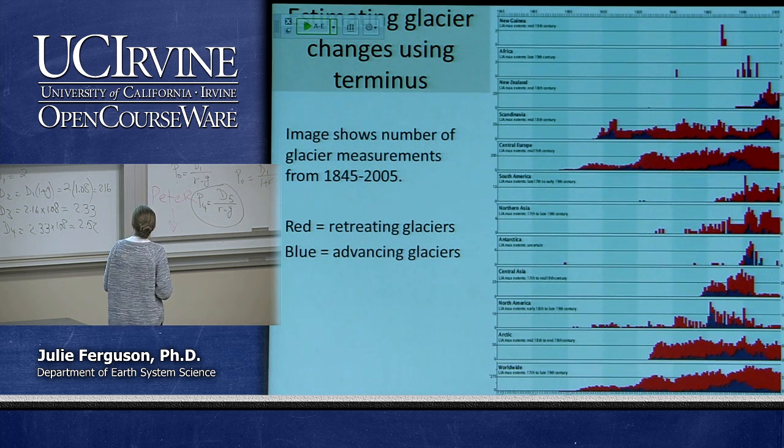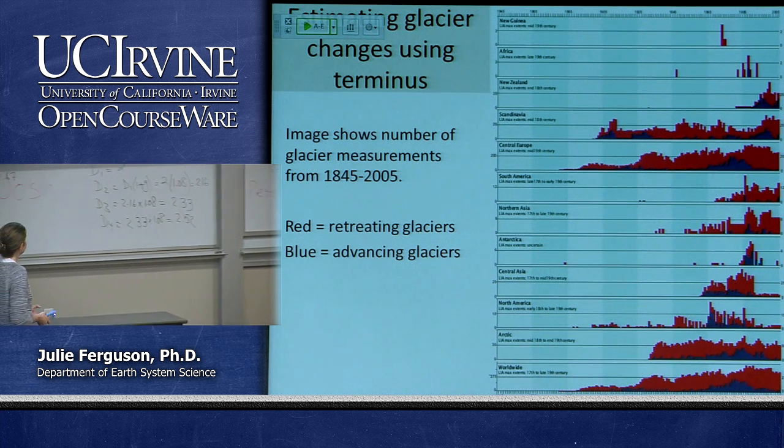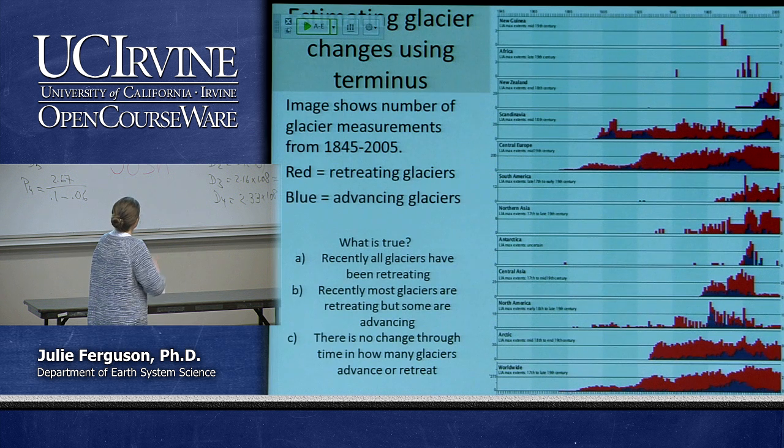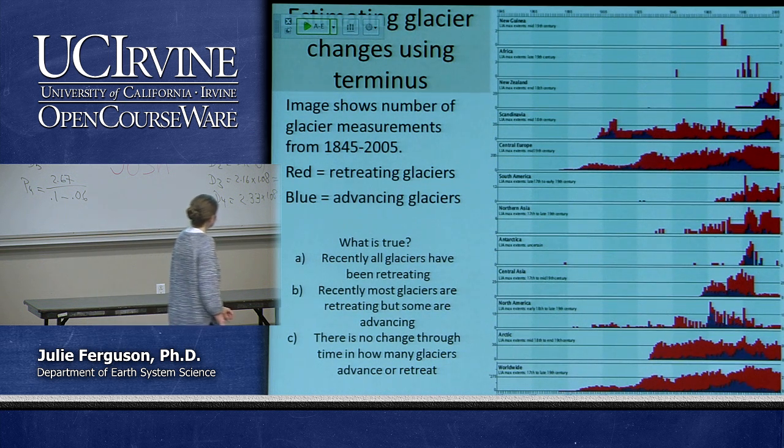Okay? And you can see that one of the really interesting things is that in Central Asia, we suddenly just stop measuring things, and that's to do with the fall of the USSR and things like that. So it's an interesting thing to do, but it's expensive, and that's why we have only a few measurements. And so tell me, what is true?